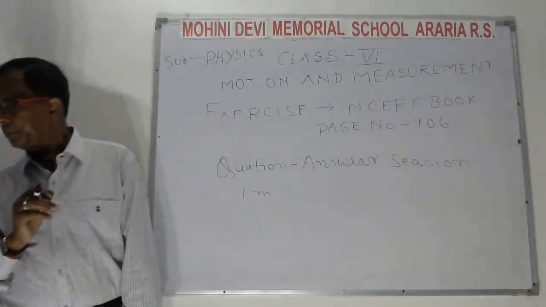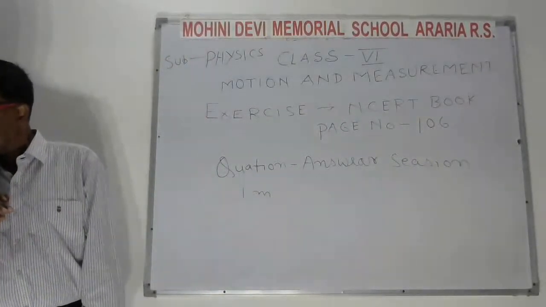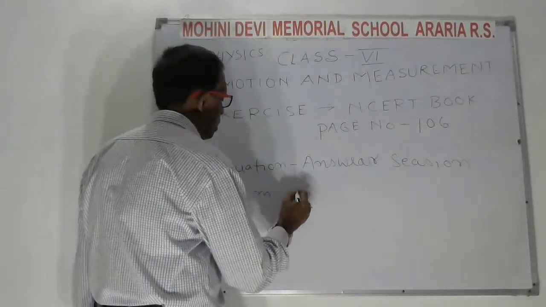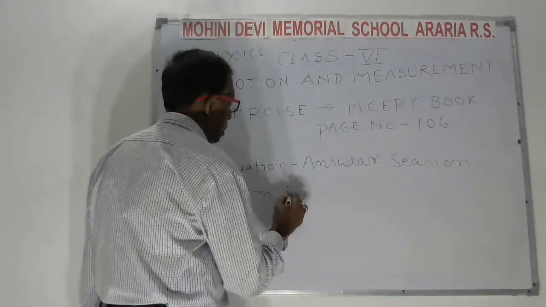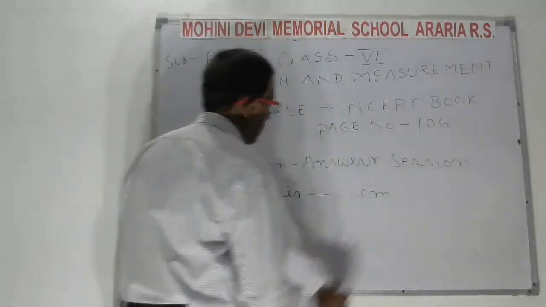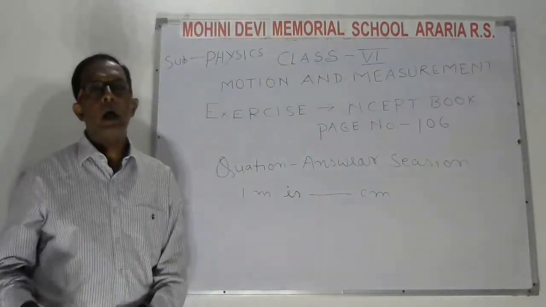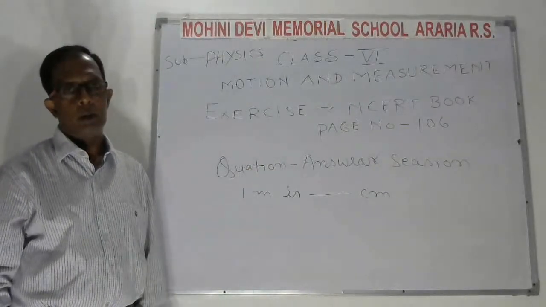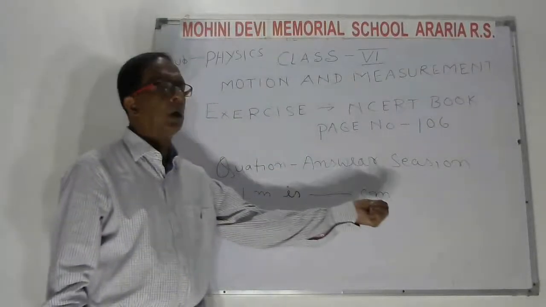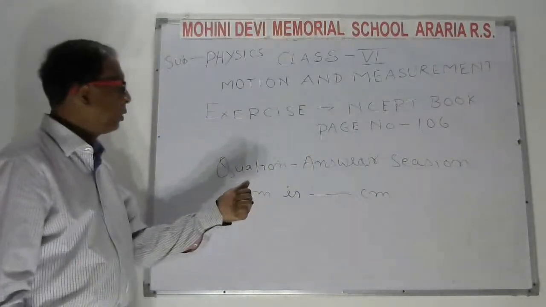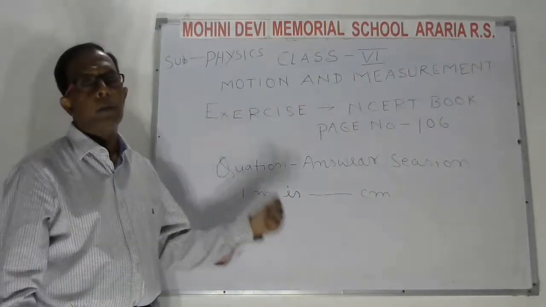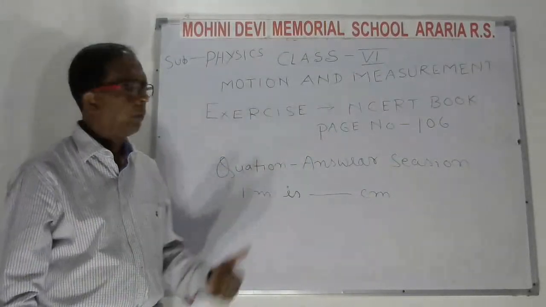1 meter is dash centimeter. Meter and centimeter are the units of the measurement of length. Centimeter is a small unit and meter is a big unit. And kilometer is a large unit for measuring the length of anything.